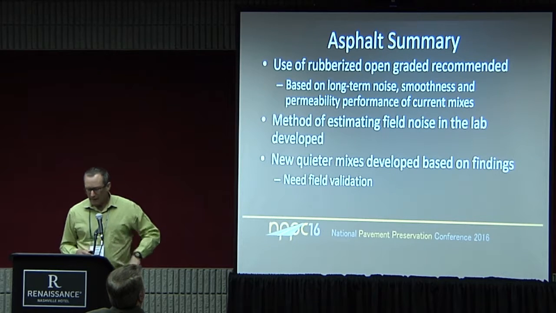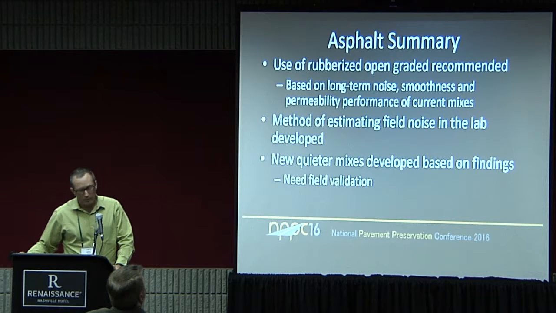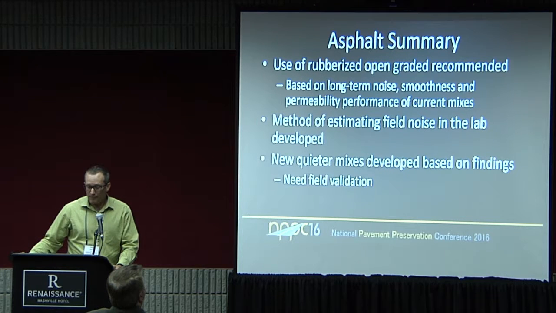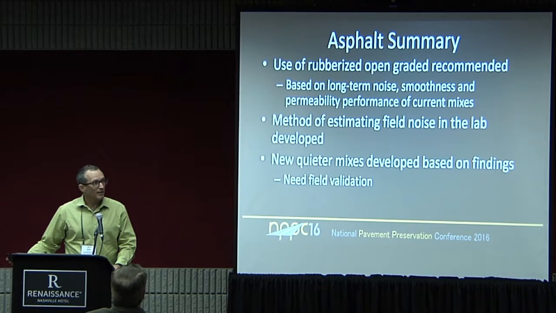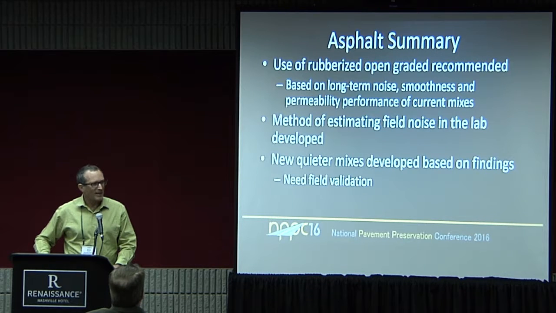So summarizing our asphalt data, at least for the mixes we're using in California, we're recommending rubberized open graded for noise, for smoothness, and for permeability performance. We've got a first cut method of estimating field noise in the laboratory, and we've developed new quieter mixes based on these results that we're trying to move towards pilot projects. And if there's anybody from a state agency who's interested in looking at a pilot with some of these on something, we'd be very interested in this. We haven't quite convinced Caltrans to buy an NCAT section for this yet, but that was one thing we were aiming for as well.